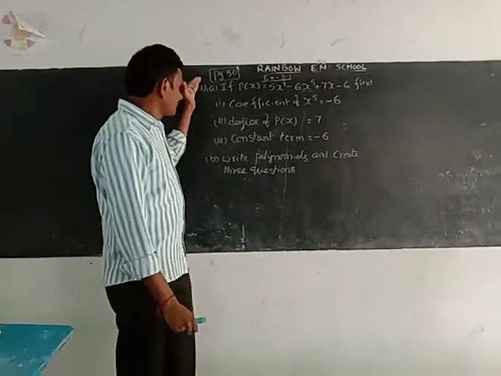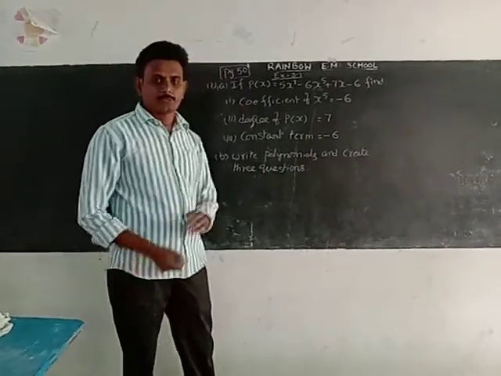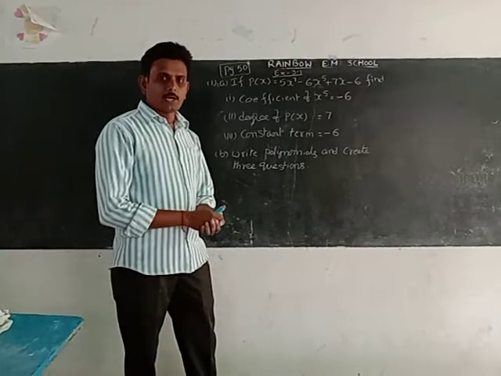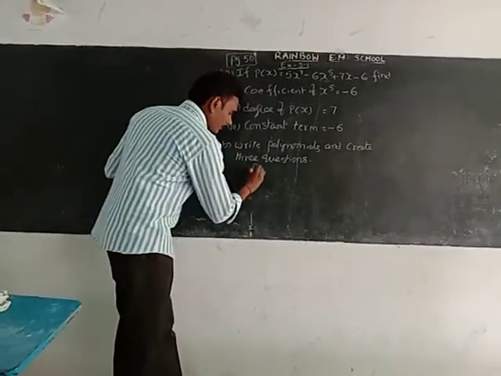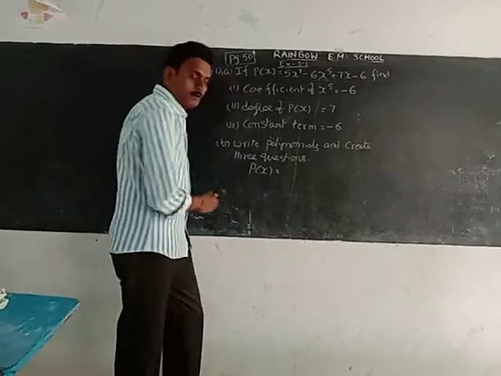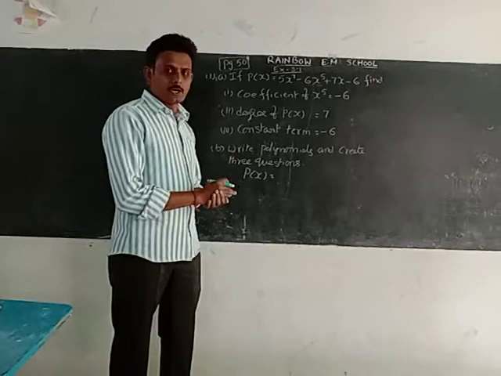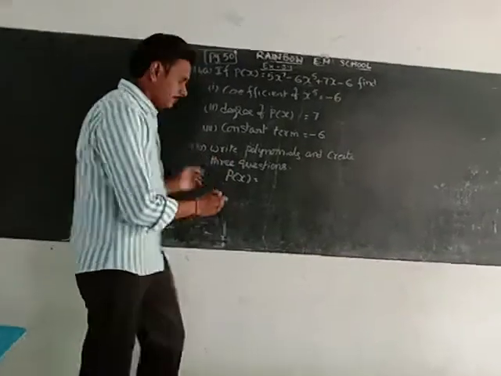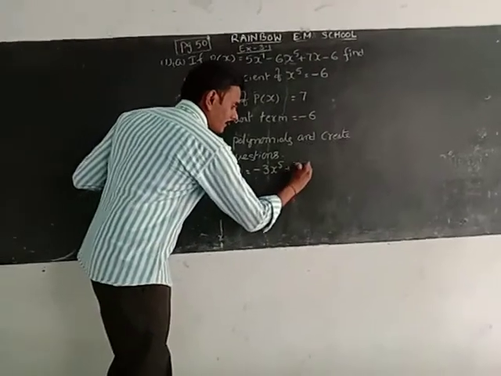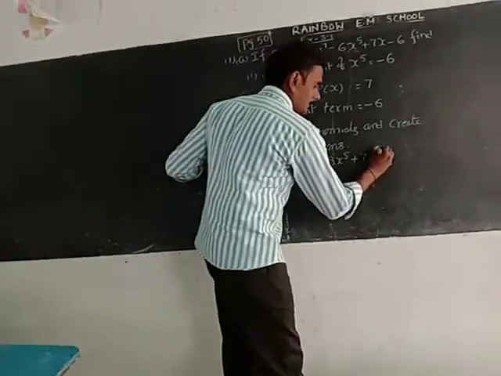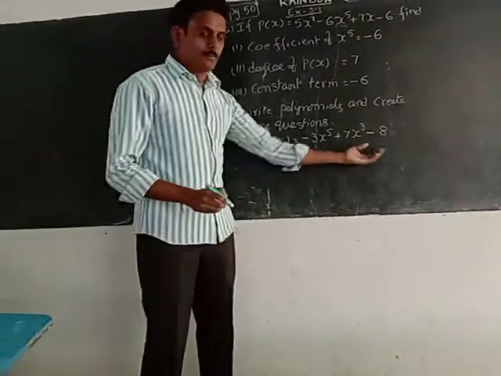Next, the second question: write a polynomial and create 3 questions. It is our wish. We have to write our own example, one polynomial. I take p of x equal to our wish. A minimum of 3 terms we have to maintain to frame a question. Now I will write 3x power 5 minus 7x power 3 minus 8. I have taken one polynomial here.